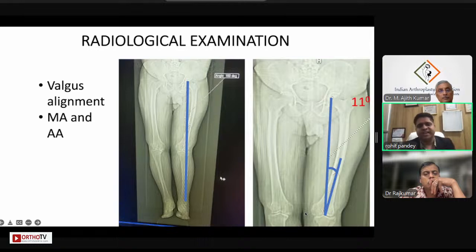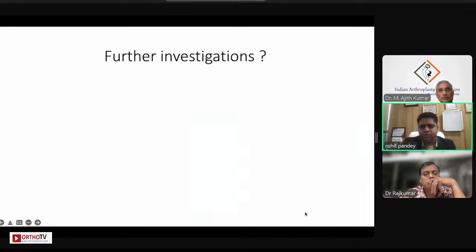Just looking at the X-ray, would anybody want to go for some further investigation in this case, apart from the X-ray and the scanogram?